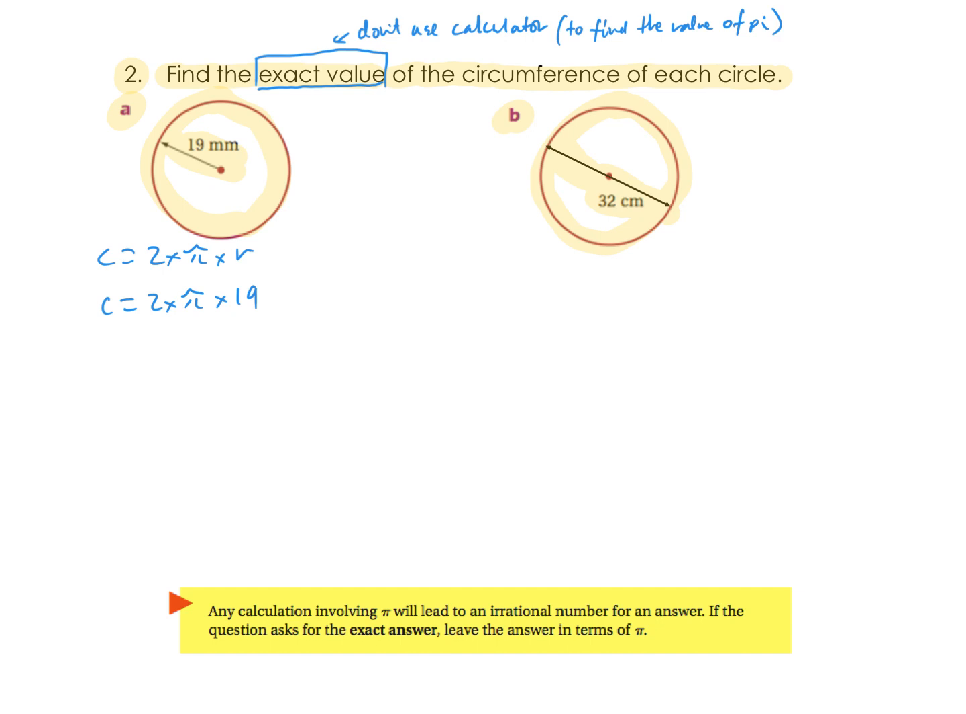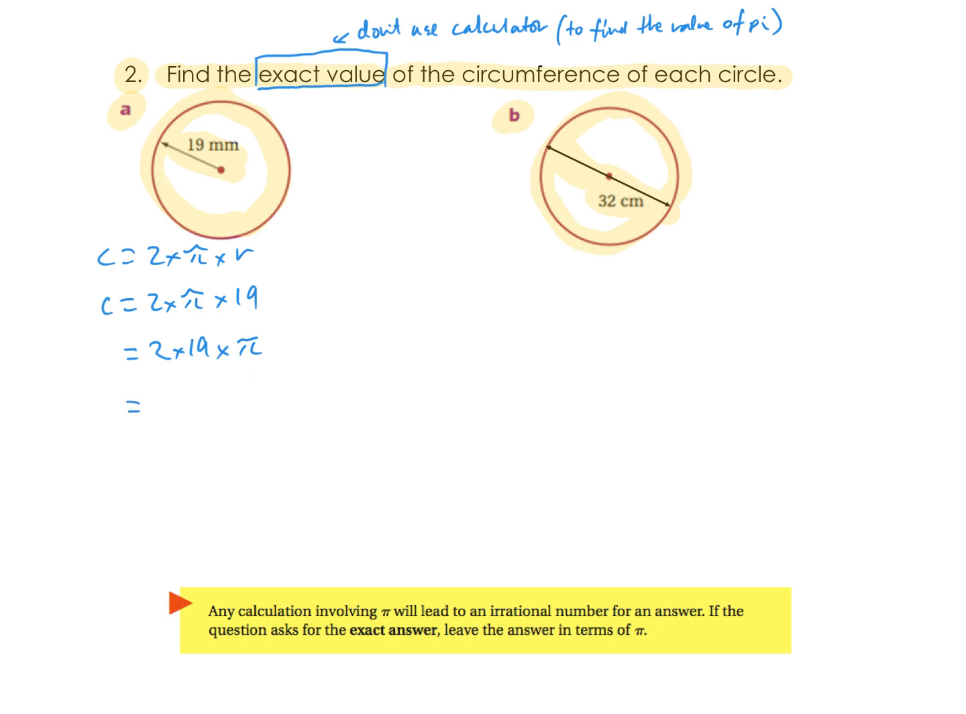The other parts of the calculation, I've got a 2 and a 19, and they're both multipliers. I can actually change the order of my multiplication. I can make that 2 times 19 times this number pi. We're allowed to do that. Remember, multiplication, we can switch the order. Pi times 19 is the same as 19 times pi, like 2 times 3 is the same as 3 times 2.